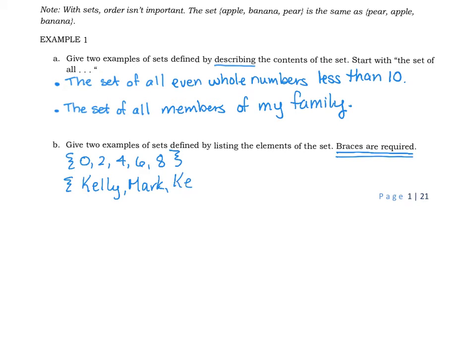And then the set of all members in my family, that would be me, my husband, my daughter. Oops, her name is not Kelly. Fix that. Her name is Natalie, and then my son's name is Tim. Okay. All right, I'm going to pause this and we'll turn to the next page and look at example 2.